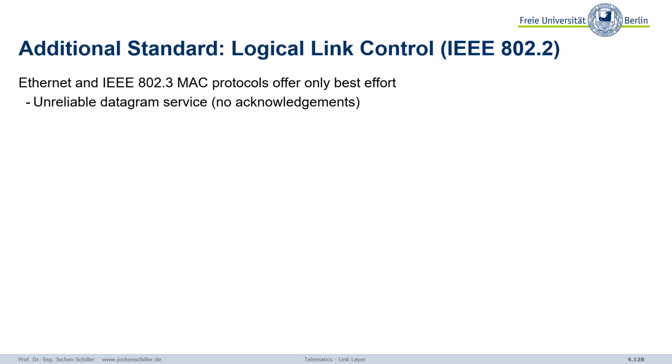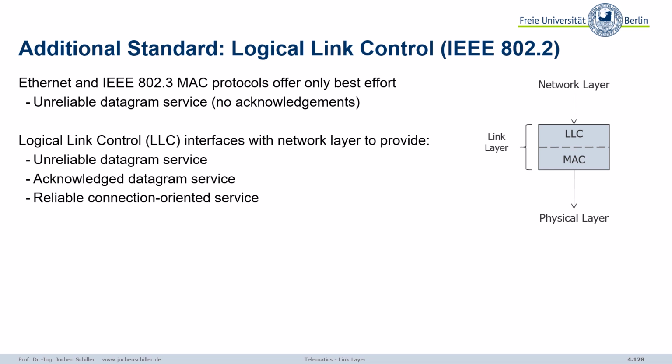So, what happens if you want to provide reliability? Then you need something in addition. So you need in addition a layer, and this is called the logical link control layer, that then, for example, offers a reliable connection-oriented service or acknowledged datagram. This is where we need, for example, sequence numbers. This is where we need a connection setup before we actually transmit data.